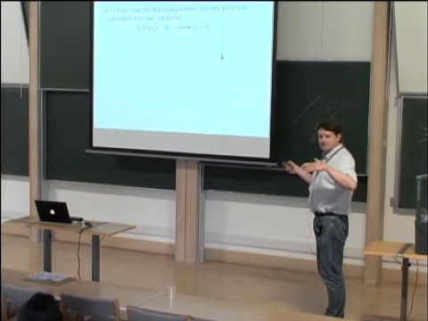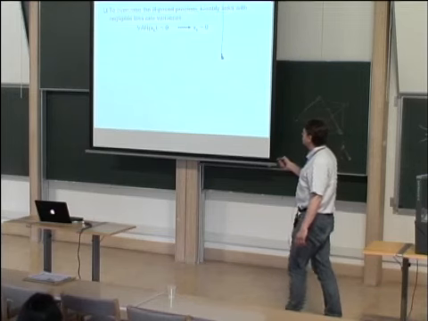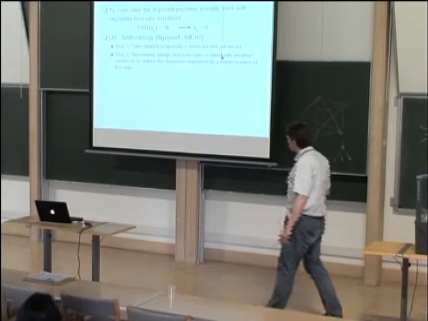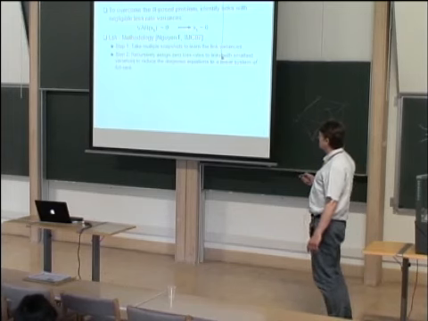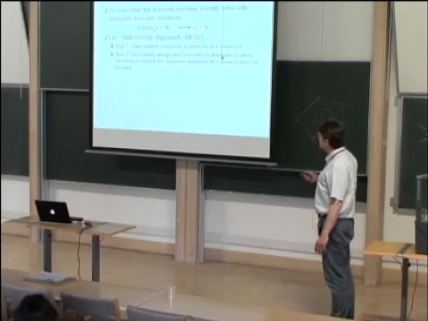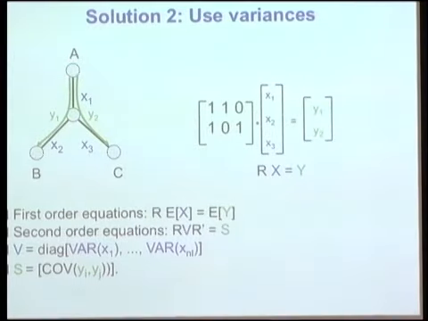So we will take the heuristic of replacing the variance of the loss rate by the actual realization of the loss rate and making it equal to 0. And so that's something we can do in multiple steps. So we call this LIA algorithm. We take multiple snapshots to, from the measurements, evaluate the link variances, and then if we know the link variances, we can assign 0 loss rates to links with the smallest variance until we have a linear system of full rank. Okay, how do we do that?